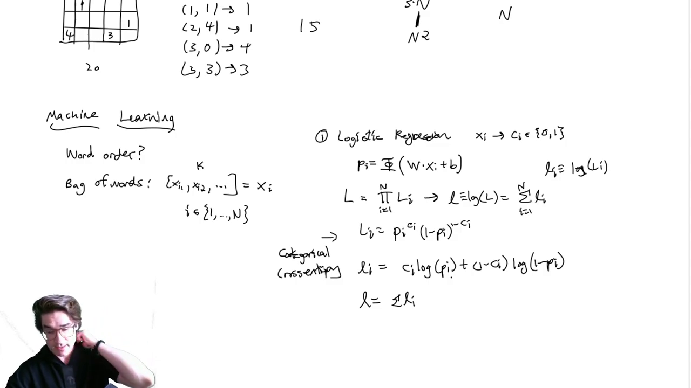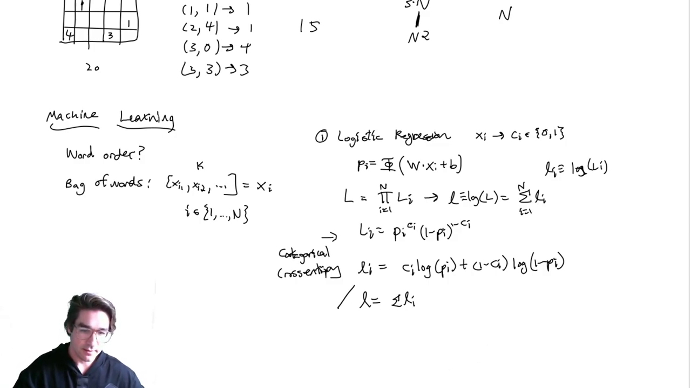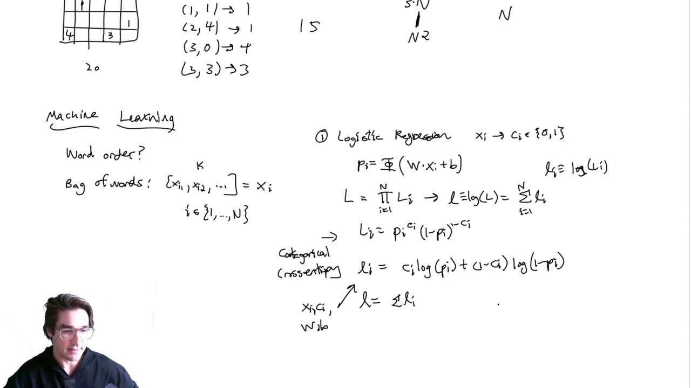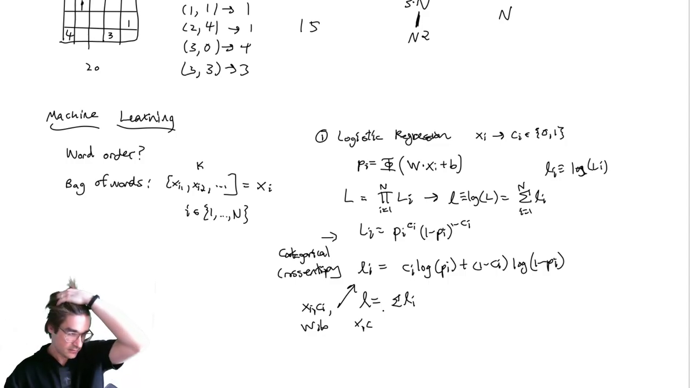So remember, this is a function of all the X's, all the C's. It's really a function of Xi and Ci, and also the parameters W and B. So you've got the data Xi, Ci, and inside Pi is W and B. So you're maximizing over W and B. And for this one, it's the whole thing, X and C, the matrix and the vector. So that's sort of logistic regression.